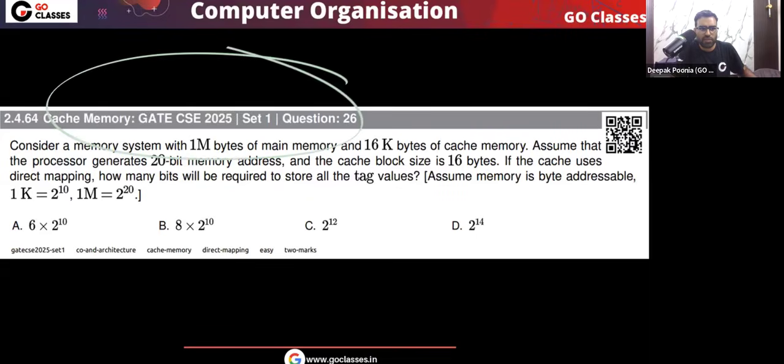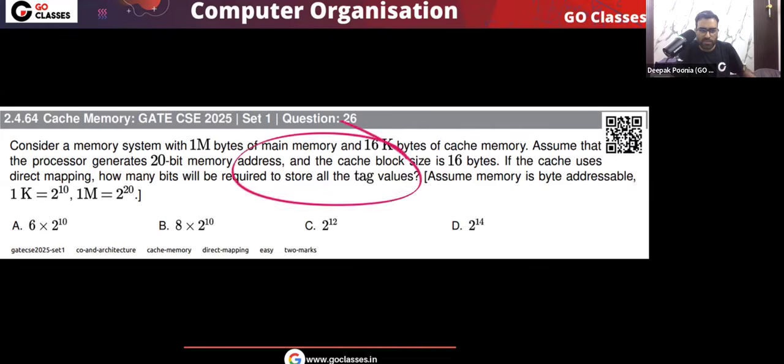Let's take the 2025 question. Consider a memory system with 1 megabyte of main memory and 16 kilobytes of cache memory. Assume that the processor generates a 20-bit memory address. The cache block size is 16 bytes. If the cache uses direct mapping, we have a direct mapped cache. How many bits will be required to store all the tag values? Assume that the main memory is byte addressable. 1K means 2 power 10, 1M means 2 power 20. The question is asking how many bits will be required to store all the tag values.